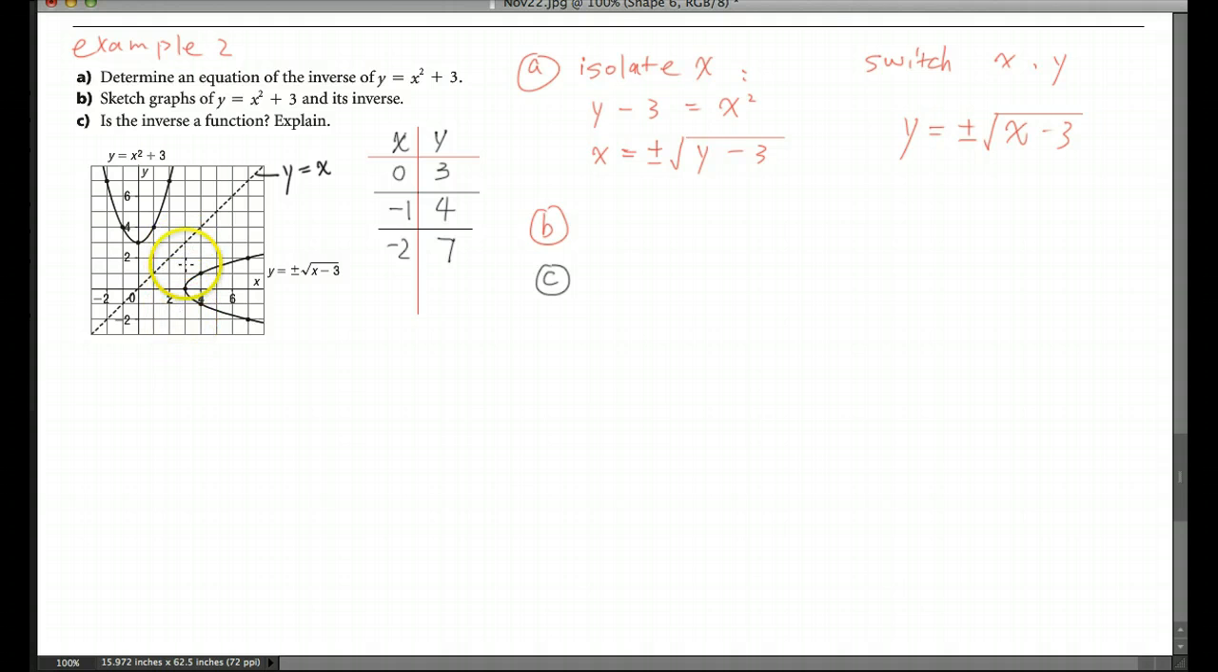Anywhere you draw here except the vertex, there's only one point at the vertex, but anywhere else you should get 2 intersections. So the inverse, y equals plus minus the square root of x minus 3, right? So that's the inverse. It is not a function.